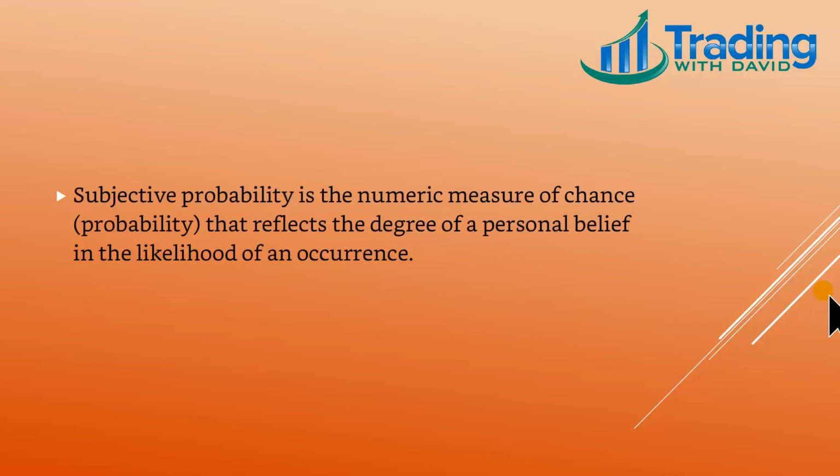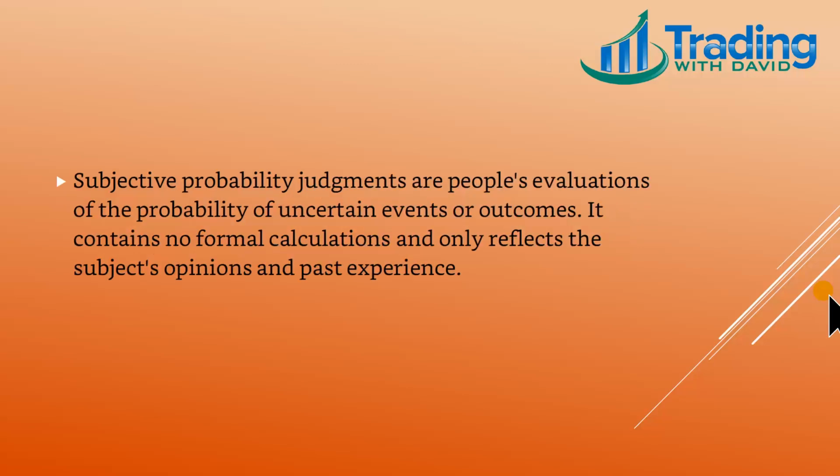Subjective probability is the numeric measure of chance probability that reflects the degree of a personal belief in the likelihood of an occurrence. Subjective probability judgments are people's evaluations of the probability of uncertain events or outcomes. It contains no formal calculations and only reflects the subject's opinions and past experience.